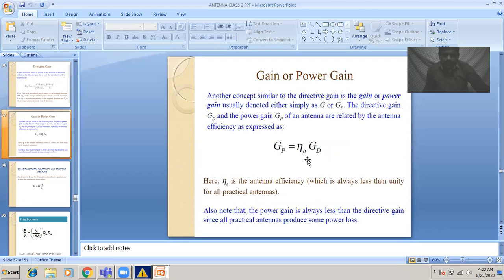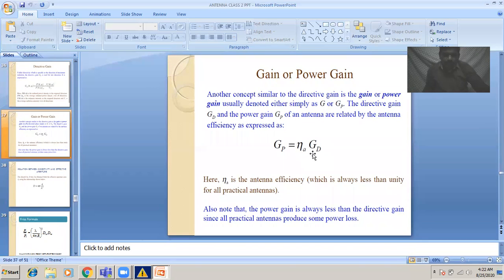So, the relation between gain and directivity. Gain, in the sense of power gain, is represented by GP, and directive gain is represented by GD. If the antenna is 100% efficient, both are equal. That means eta A will become 1. If an antenna is not of 100% efficiency, these two are related by this expression.